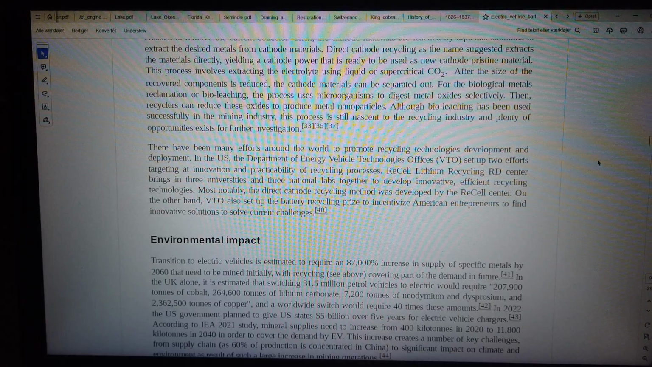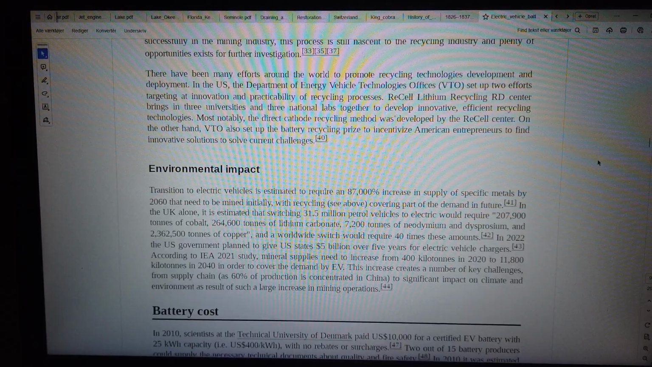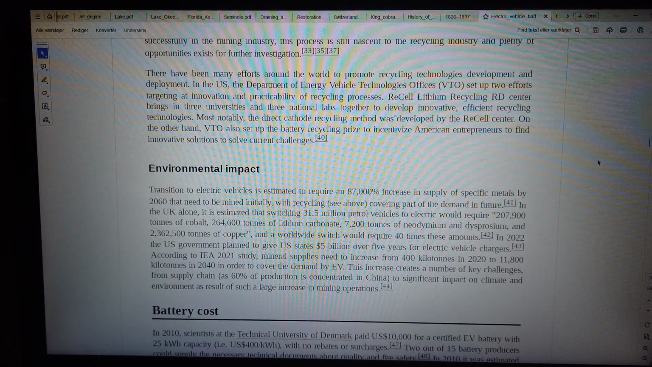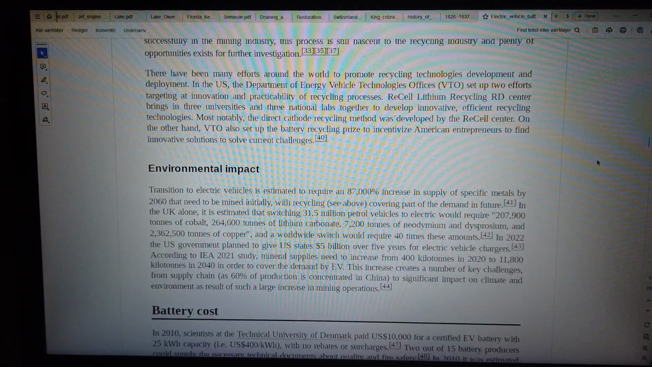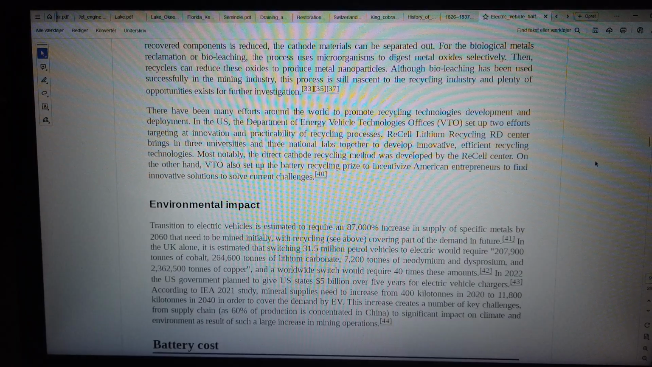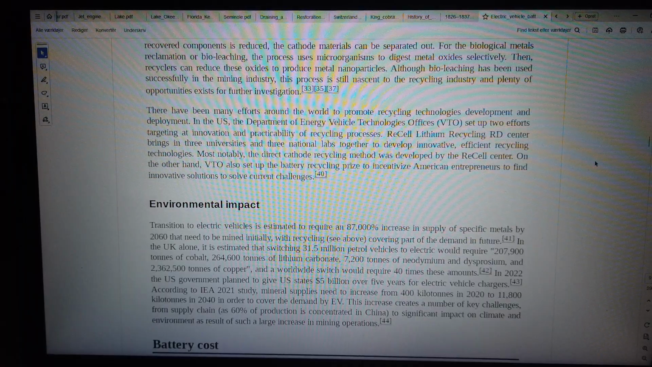For the biological metals reclamation, or bioleaching, the process uses microorganisms to digest metal oxides selectively. Then recyclers can reduce these oxides to produce metal nanoparticles. Although bioleaching has been used successfully in the mining industry, this process is still nascent to the recycling industry and plenty of opportunities exist for further investigation.